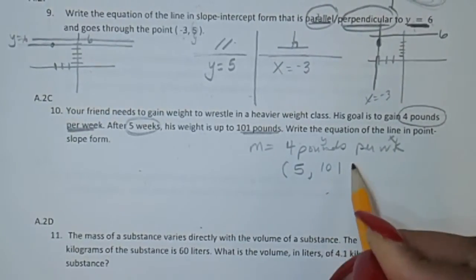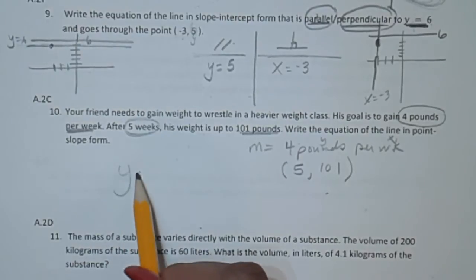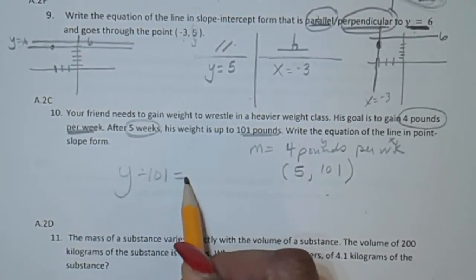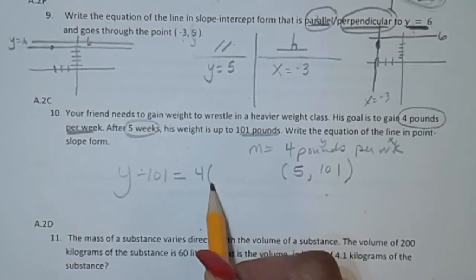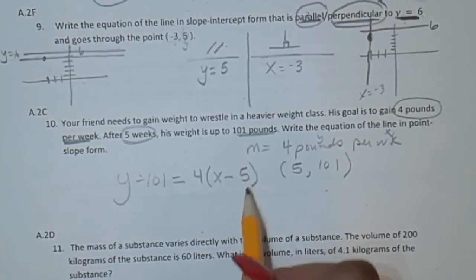So write this equation in point-slope form. Very simple. y minus 101 equals 4 times x minus 5. And you're done.